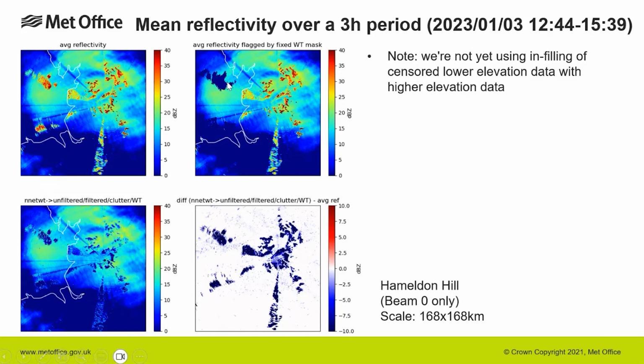Now, on the right here, I have used the fixed maps that I mentioned before, the fixed clutter map. So you can see it's notched out a large area. And this is the average reflectivity with nothing done to it, just the raw data. And you can see that the actual wind turbine clutter is actually smaller than this area over here. The new scheme has correctly decided not to throw away any more data than it has to.